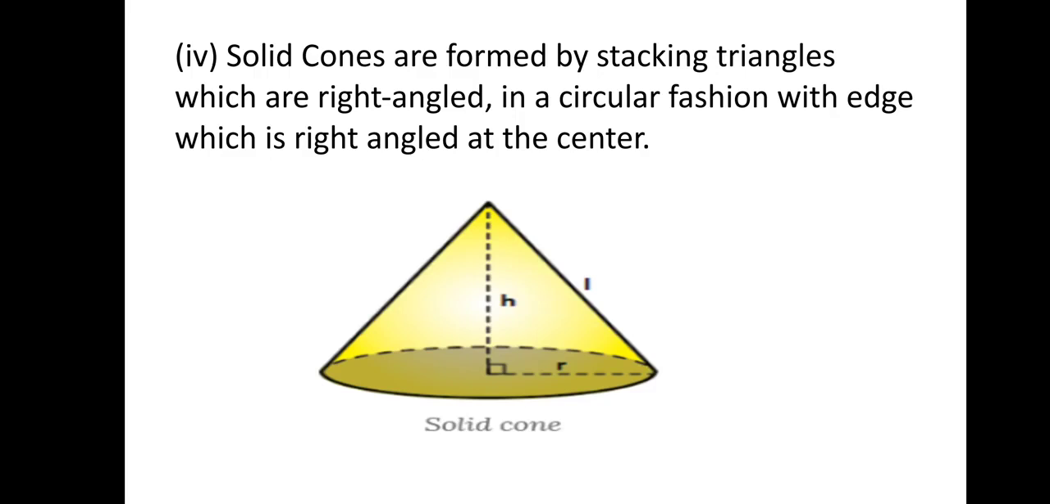Solid cones are formed by stacking triangles which are right angled, where one of the angles is 90 degrees, in a circular fashion with the edge which is right angled at the center. This is very clear in the picture. So this is how we are able to make solid cones.